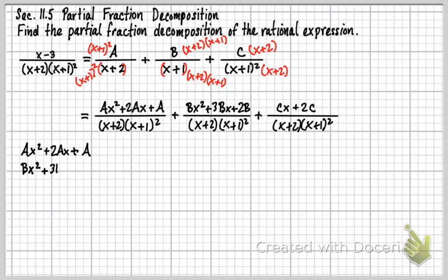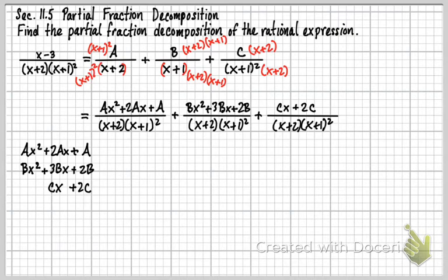Oops, that's a 3bx, and that's plus 2b. And then I have a cx plus 2c. Now again, like I said, I like to match them up according to the degree of the terms. So I have a squared, a degree 1, and then a constant on the end there. Okay, so now what we're going to do is set up our equations.